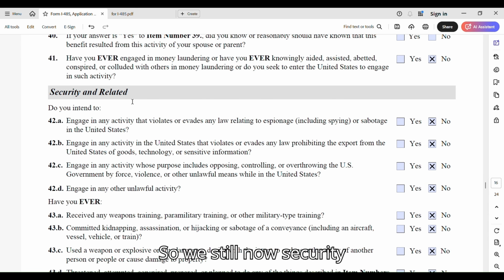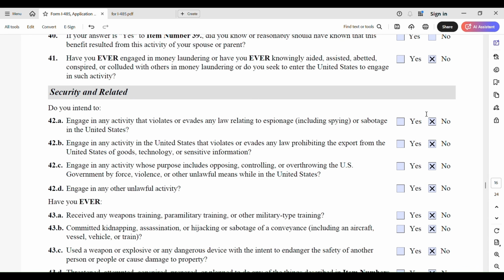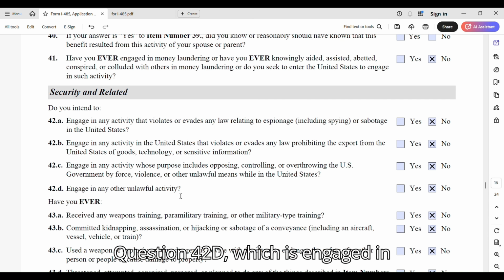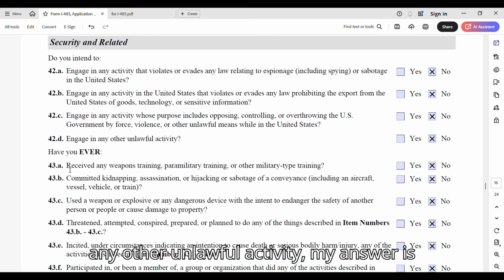So we are now at security and related questions. Do you intend to? Question 42A, my answer is no. Question 42B, my answer is no. Question 42C, my answer is no. Question 42D, which is engaged in any other unlawful activity, my answer is no.